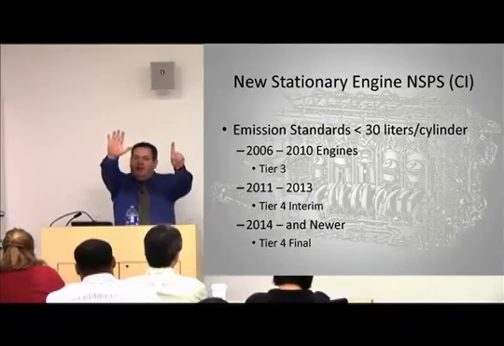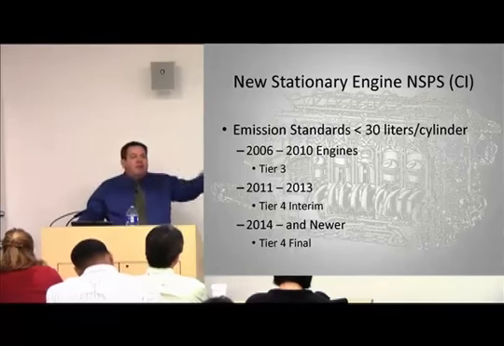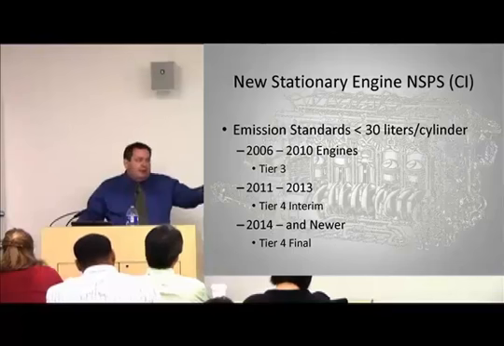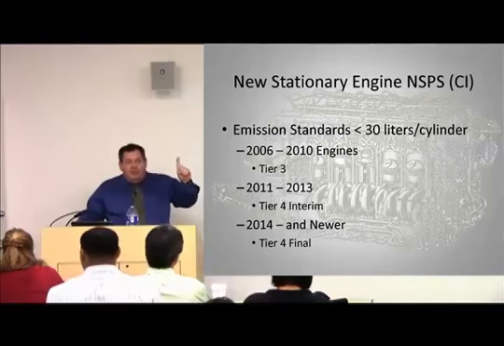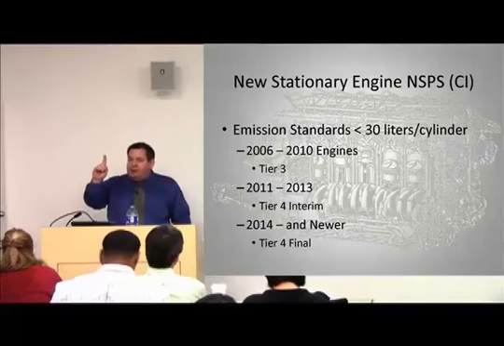I love working for the government. Four tiers means six. We have Tier 0 engines, which legally aren't engines. These were the engines manufactured before emission standards were applied to engines. Then the first attempt at manufacturing engines that comply with emission standards were Tier 1 engines.